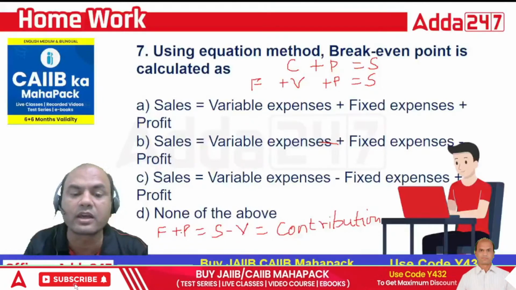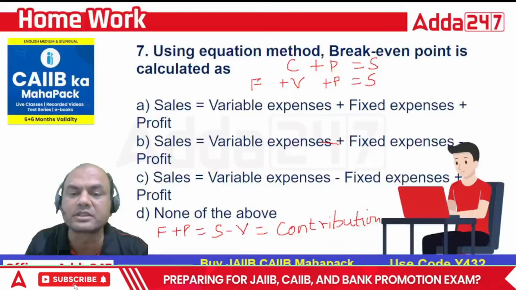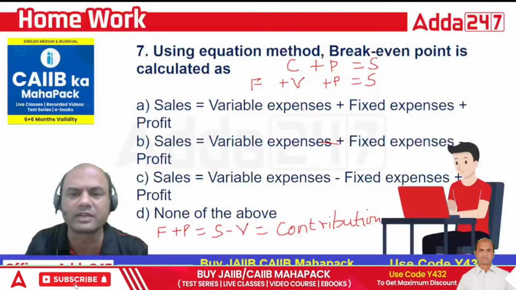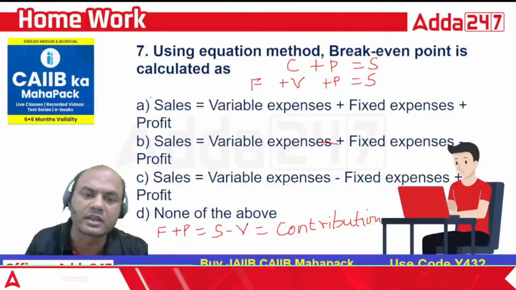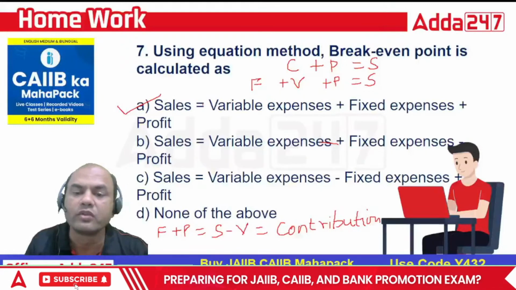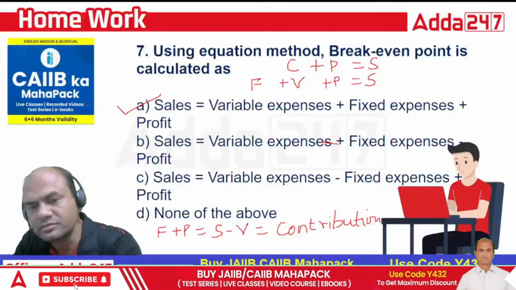Just try to rearrange the equation. If I take V on the other side, it becomes variable cost plus fixed cost plus profit. Expense and cost mean one and the same thing. So the correct answer is A: variable plus fixed plus profit equals sales.